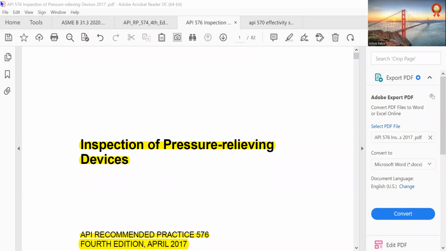Good morning, friends. We start our new chapter: Inspection of pressure relieving device.